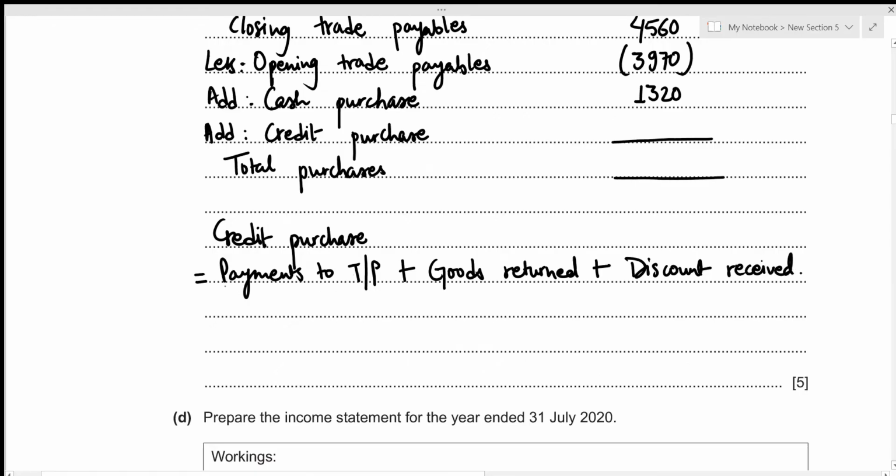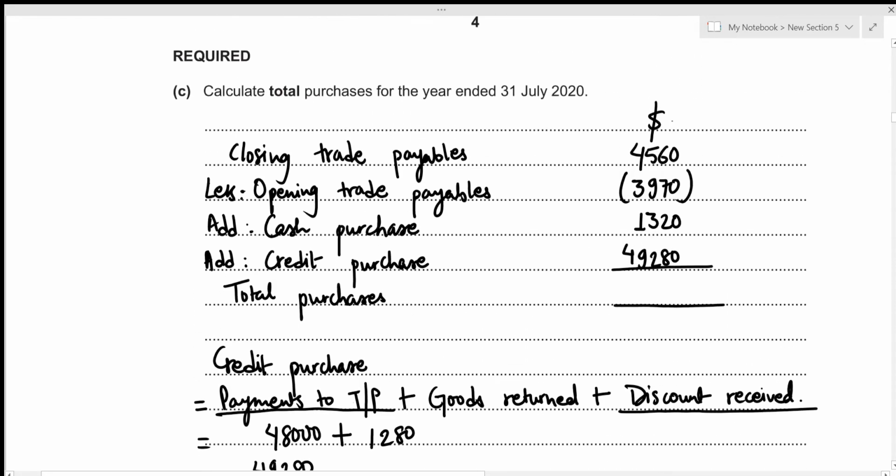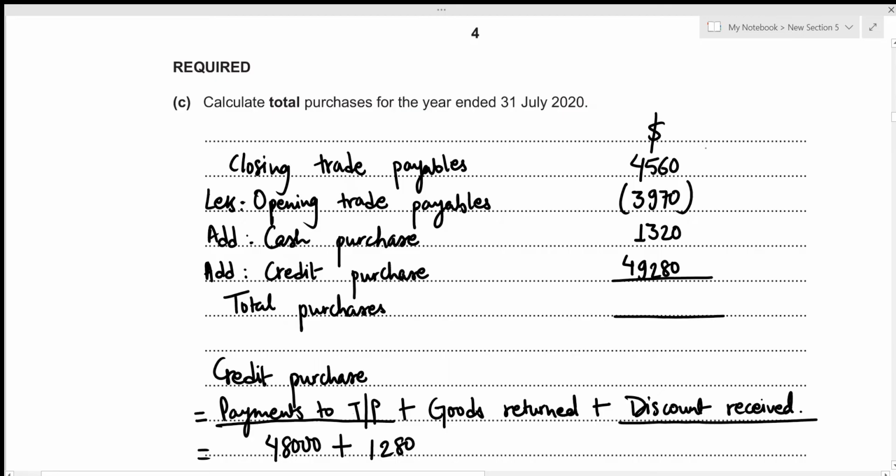Or we can include these two factors as one, because the payments to trade payables was 97.5% of the total amount, which we figured to be 48,000, and then the discount received is 2.5% of the total amount, which is again 48,000. So we can just include the amount 48,000 for these two headings, and then goods returned was given in the information to be 1,280. So this gives us the total credit purchase of 49,280, which we will be going to add under this statement. So that's 49,280. Now, in order to find the total purchases, we just need to calculate these amounts.